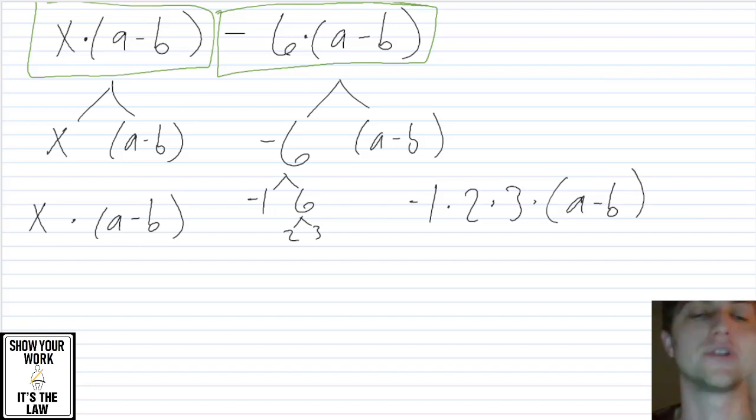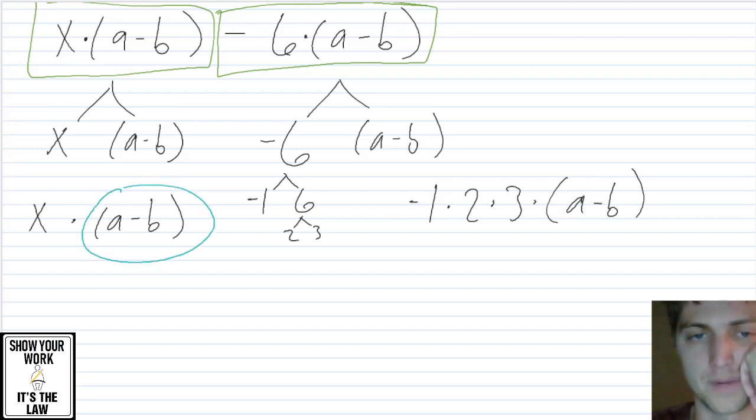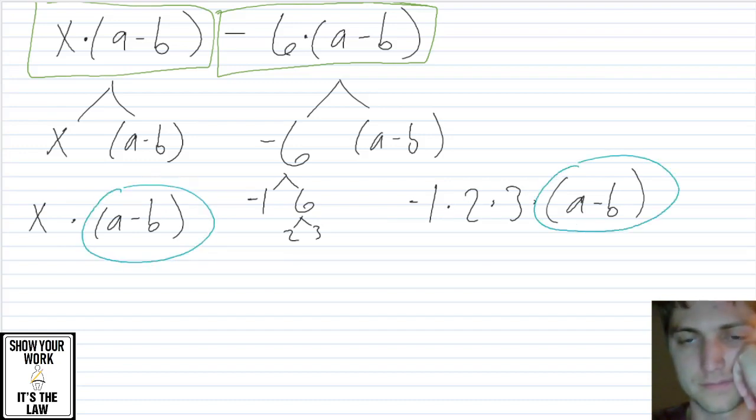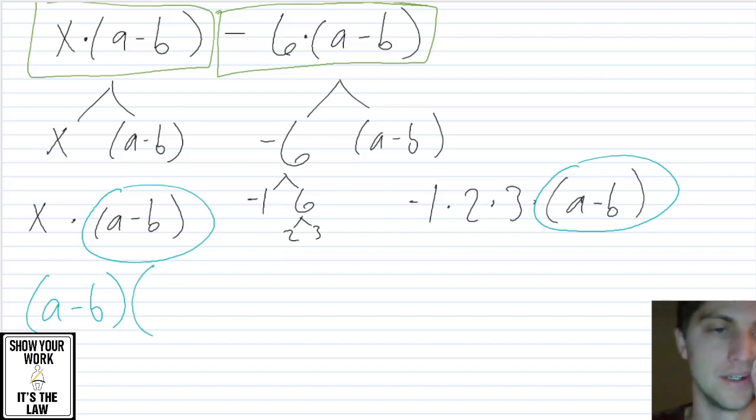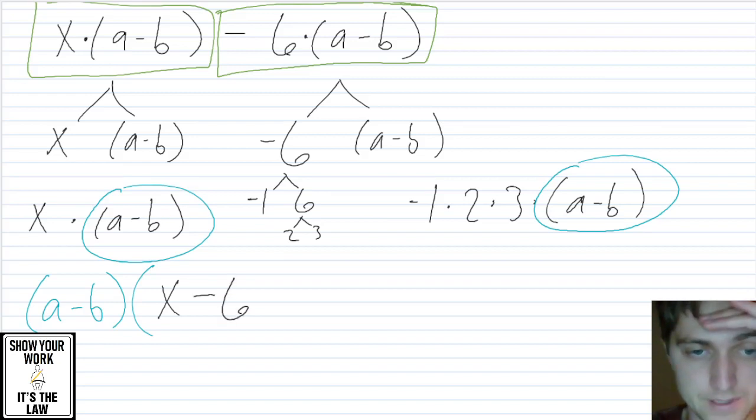So what do they have in common? They have this a minus b in common. Okay, so we can write that on the outside of the distribution, a minus b, and then what we're left with in the parentheses over here, what's left over from this term? Just an x. All right, and what's left over on this term, -1 times 2 times 3, is -6.